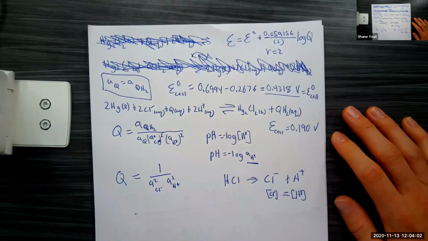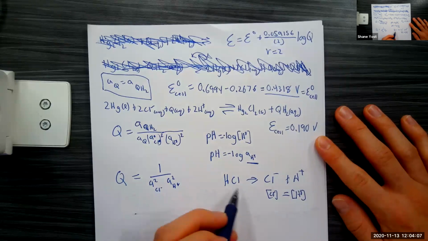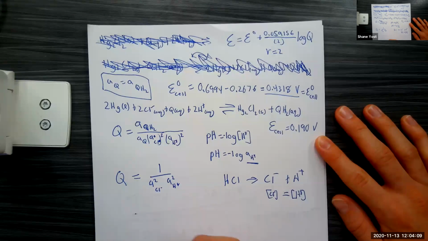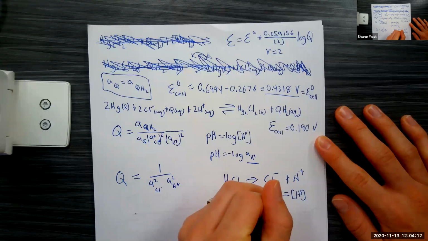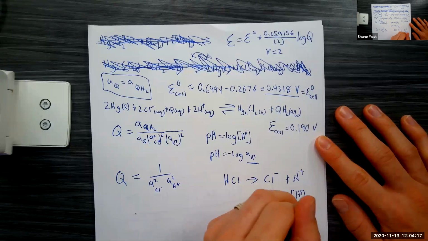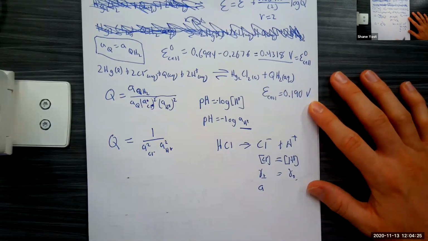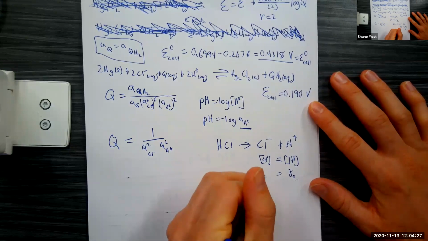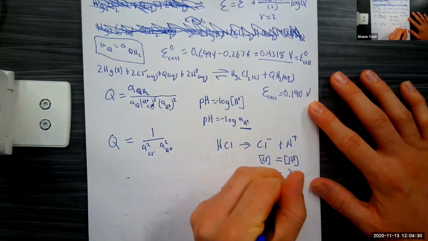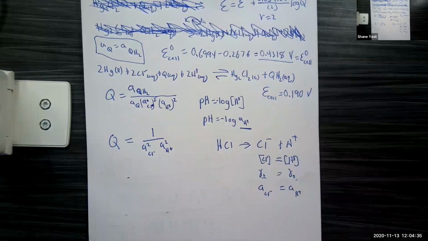And then furthermore, since they're coming from the same salt, the same ionic compound, the mean activity coefficient, gamma plus or minus, is the same for Cl minus and H plus. Those are the same, which means the activities, which is just the concentration times the mean activity coefficient, are the same. So the activity of Cl minus equals the activity of H plus. In this problem, those activities have to be equal.